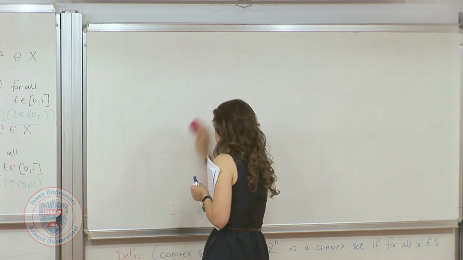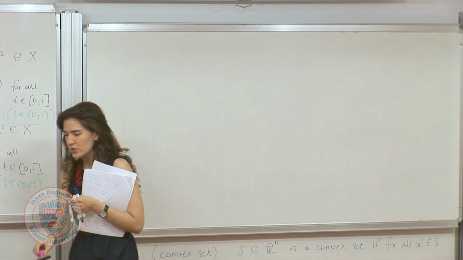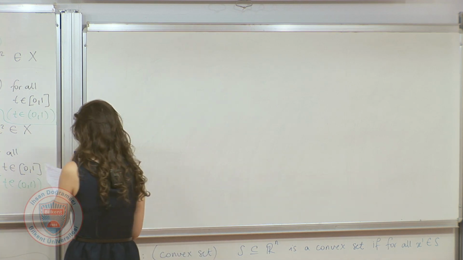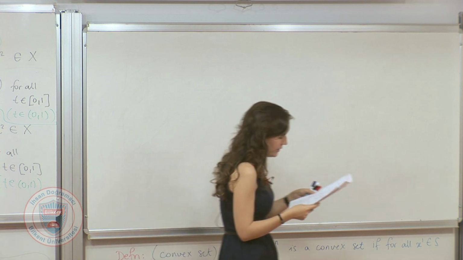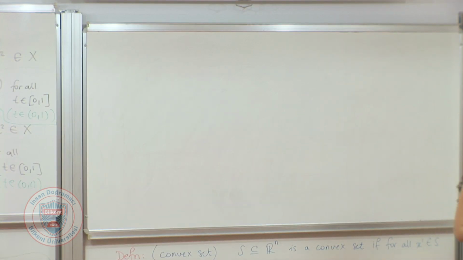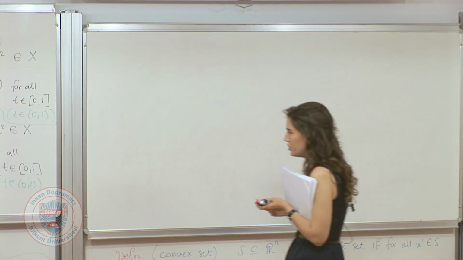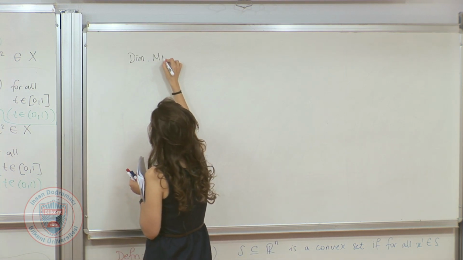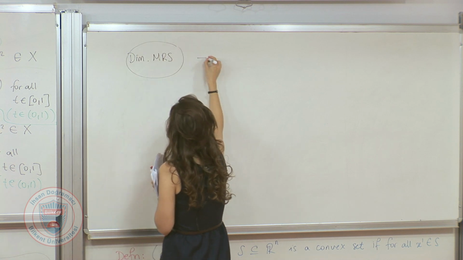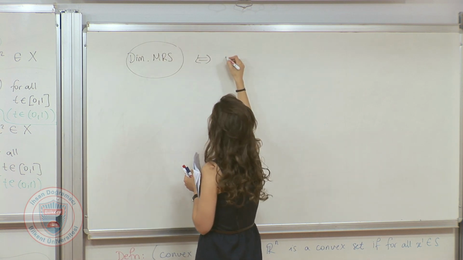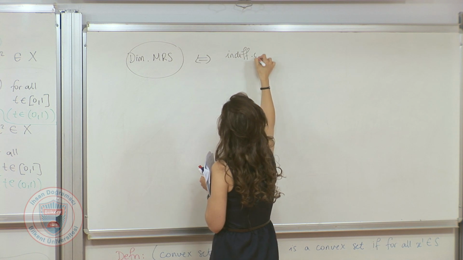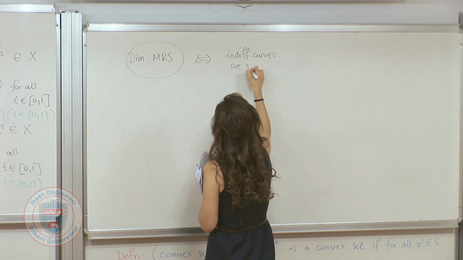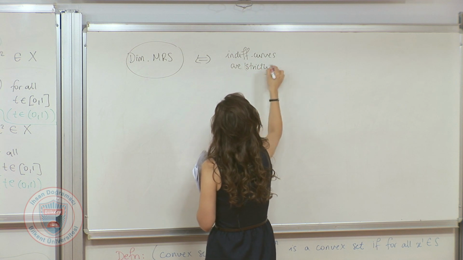Now, okay, so this is what we said. So now let's actually learn another thing. So remember we said that, but this is something about what we were saying is that diminishing marginal rate of substitution. So here's another link. So we said that diminishing marginal rate of substitution, it actually means that indifference curves are strictly convex.